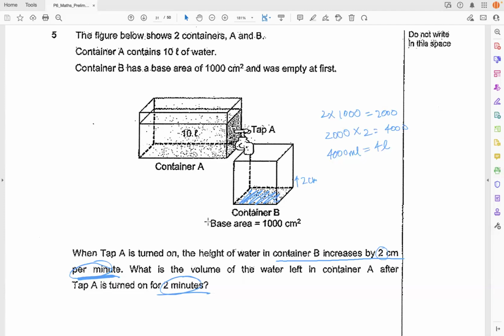Where does this 4 liter came from? It came from container A, right? So what is left in container A? 10 liters minus the 4 liters. This is what is left in container A. Question is, what is the volume of water left in container A, right? So that's the answer, 6 liter.